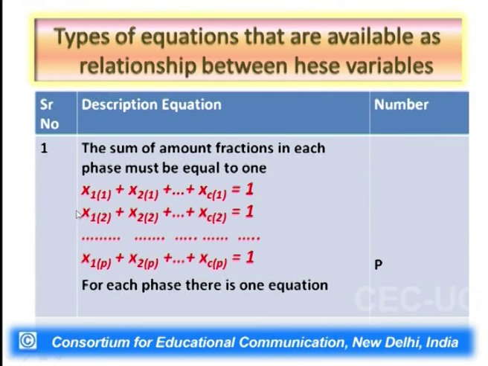Similarly, we can sum the amount fractions of all the constituents present in phase 2, and that is equal to 1. So, we can keep on writing the equation. There will be p such equations because there are p phases present in the system. For each phase there is one equation. So, p equations of the type which we have discussed are available.